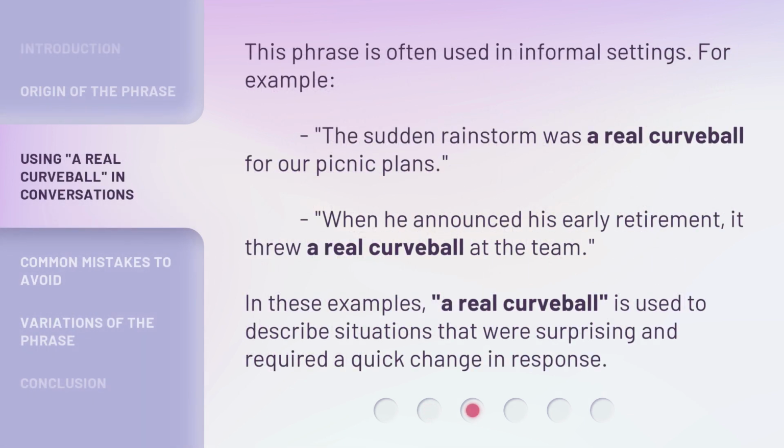This phrase is often used in informal settings. For example, the sudden rainstorm was a real curveball for our picnic plans. When he announced his early retirement, it threw a real curveball at the team. In these examples, a real curveball is used to describe situations that were surprising and required a quick change in response.